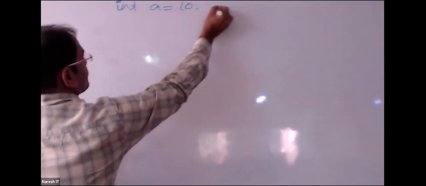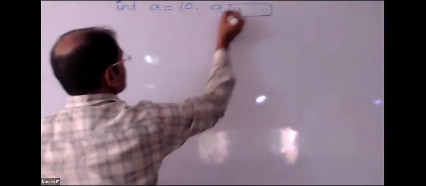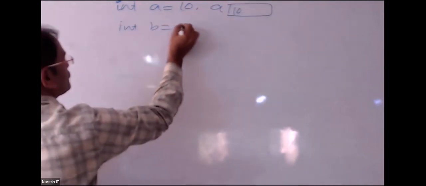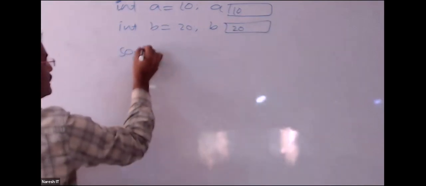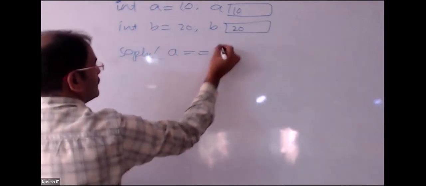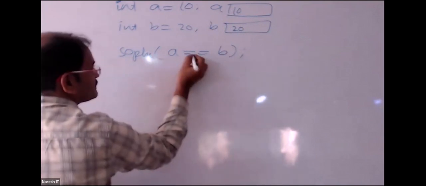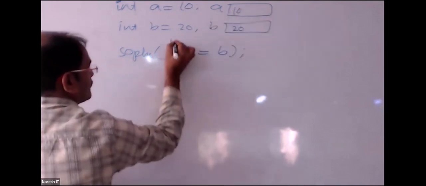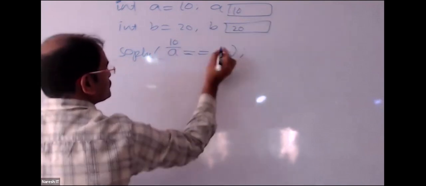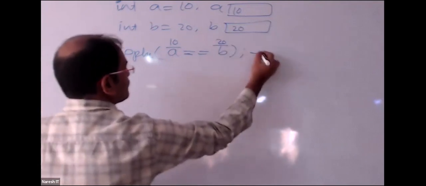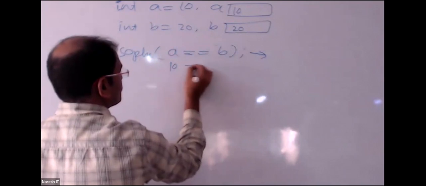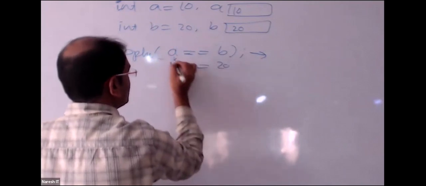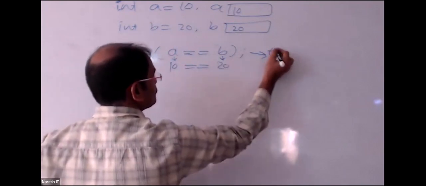All of you have written it like this. int A equal to 10, A memory created with value 10. int B equal to 20, B memory created with value 20. Then System.out.println(A == B). In A's place its value 10 is substituted, in B's place 20. So 10 equals 20? The result is false.